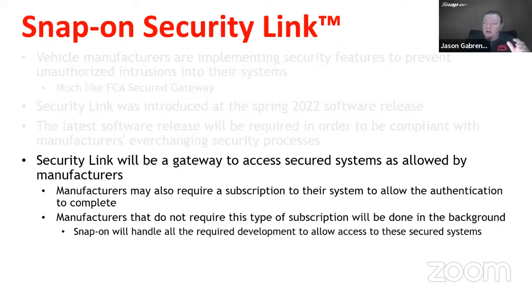So Snap-on will handle all the required development to allow access to these secured systems. And the only example of that we have right now is Ford. 2018 and newer Ford vehicles have secured functions that are locked behind a gateway. As long as your software is current and as long as the Wi-Fi is connected, you will be able to access those vehicles, no problem. You don't even have to do anything, no usernames, no passwords. Just make sure your tool's up to date and make sure you have a Wi-Fi connection.